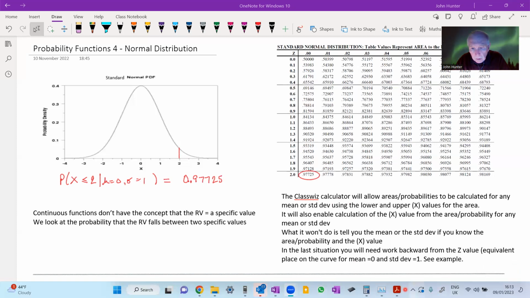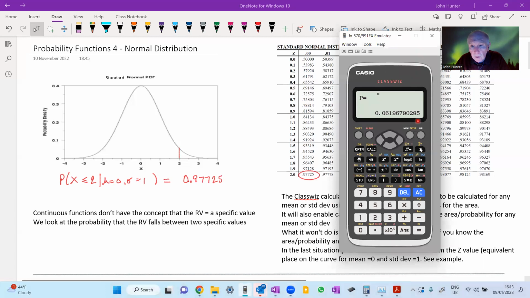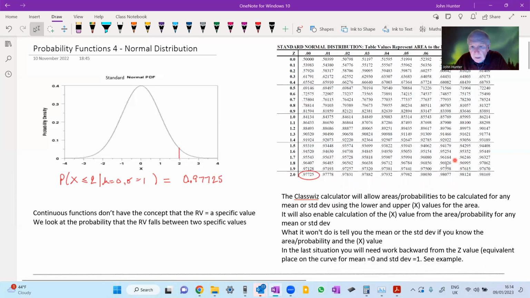Let's just do that. So if we get Menu 7, normal, cumulative, the lower bound, we're going as far down as we like on the left, so a big negative would be good, and then the upper bound 2, and then a sigma, standard deviation of 1, and a mean of 0. Pop that in there and we get this figure, 0.97725 to 5 decimal places. Okay, so that's how that works.